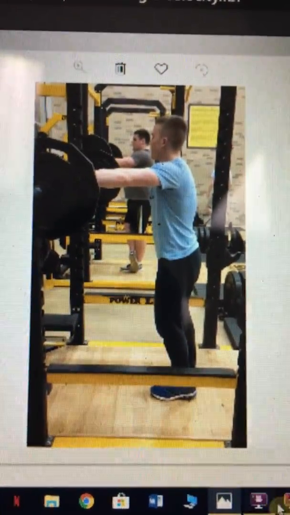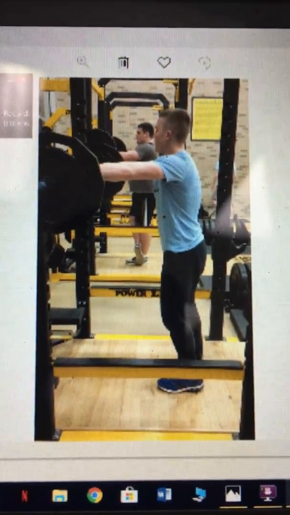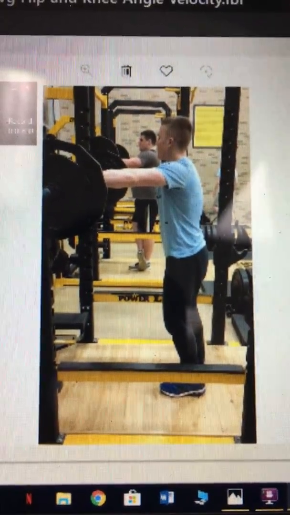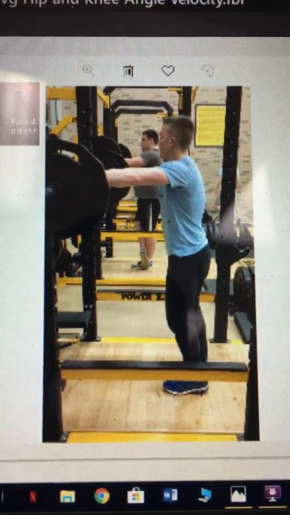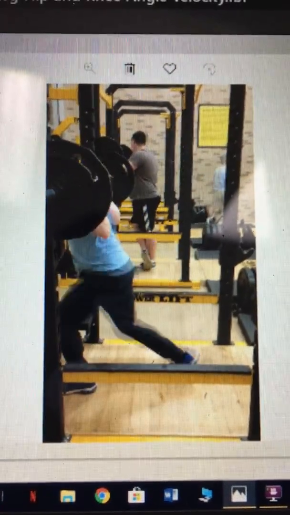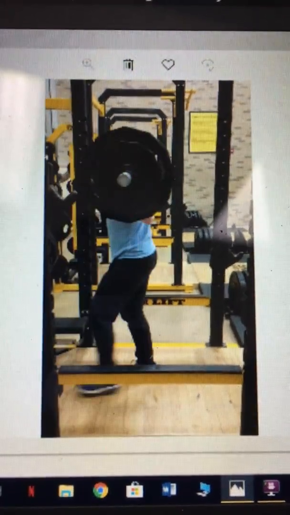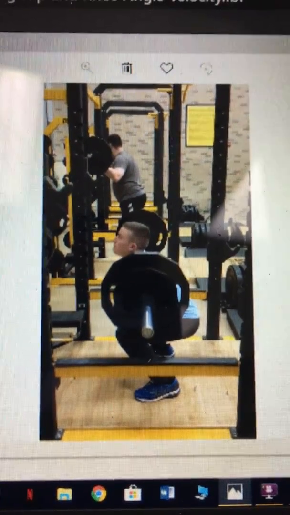Alright, so for this video we'll be explaining the average hip and knee angle velocity movement with 60% of your 1 rep max for 12 reps. So for our first rep, again we have to rack up the weights, bring them up, go back, get to the lower position. This is where we'll start.